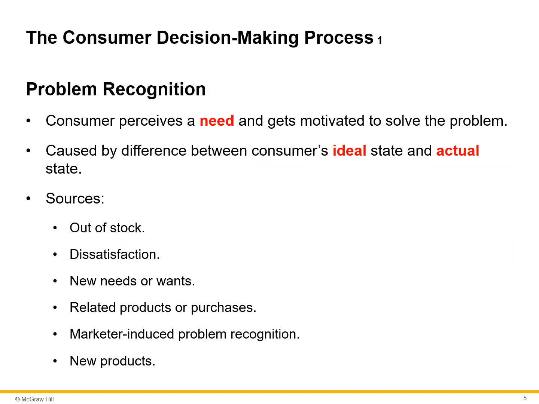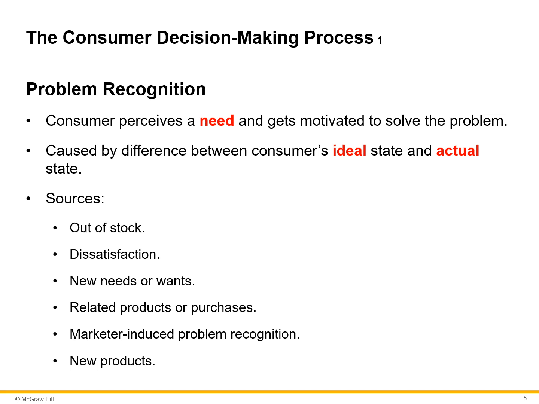Let's first look at the first one, problem recognition, and go through every step in detail. What is problem recognition? The consumer perceives a need and gets motivated to solve a problem. If you need water, you go get the bottle. If you need transportation, you go buy a car. This problem recognition is caused by a difference between the consumer's ideal state and actual state. Your ideal state is that you are fully hydrated. The actual state is that you are not fully hydrated. You need to hydrate yourself.